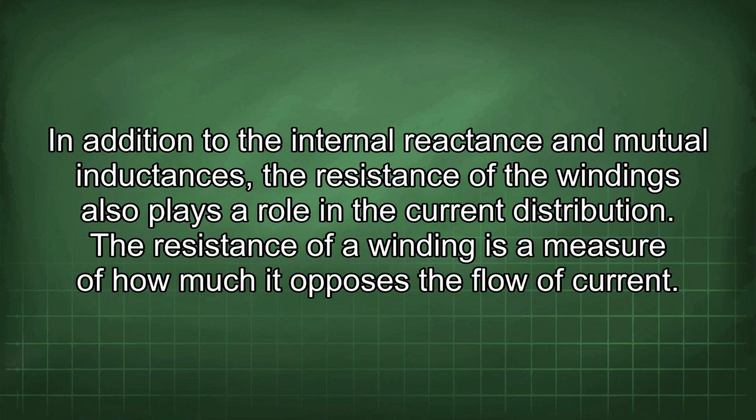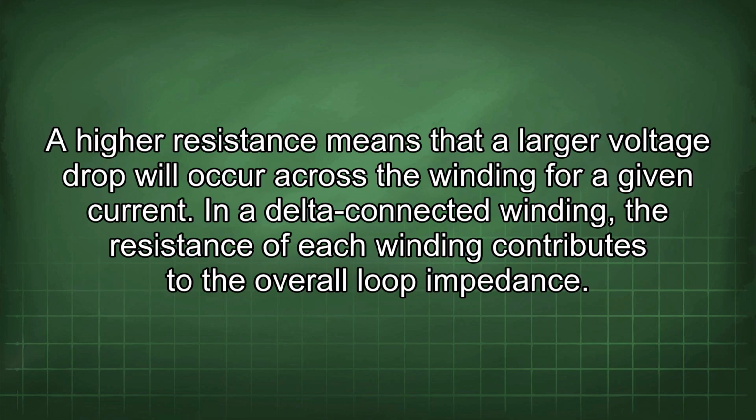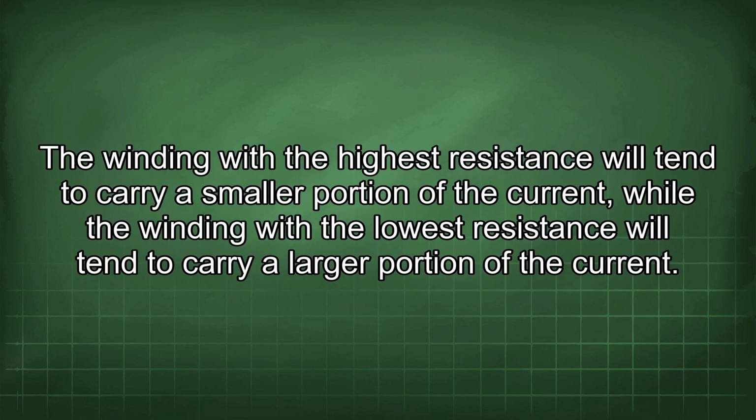In addition to the internal reactance and mutual inductances, the resistance of the windings also plays a role in the current distribution. The resistance of a winding is a measure of how much it opposes the flow of current. A higher resistance means that a larger voltage drop will occur across the winding for a given current. In a delta-connected winding, the resistance of each winding contributes to the overall loop impedance. The winding with the highest resistance will tend to carry a smaller portion of the current, while the winding with the lowest resistance will tend to carry a larger portion of the current.